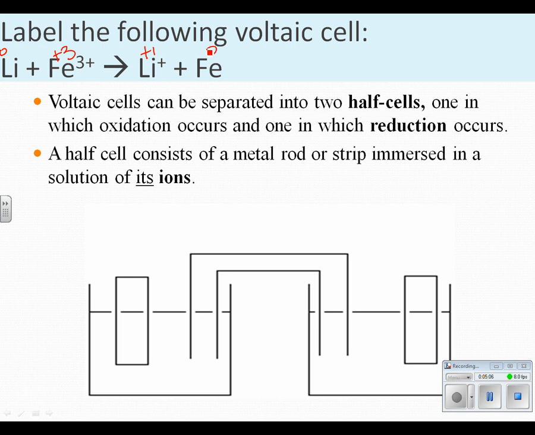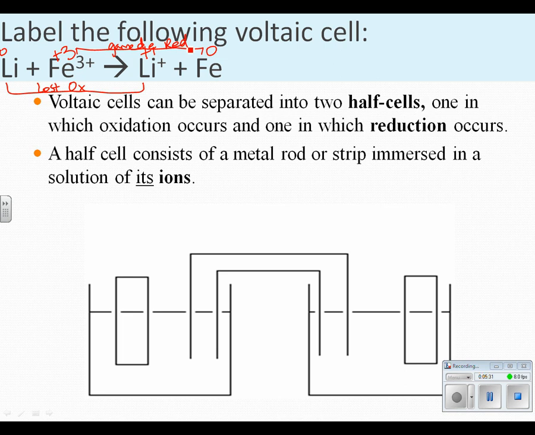So when we go from 0 to a +1, we are becoming more positive, which means we lost electrons, which means it was oxidized. And if we go from a +3 to a 0, that means we became less positive, which means we gained electrons, which means it was reduced.